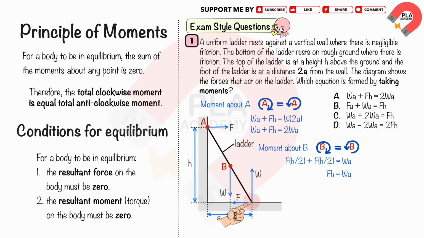The moment about the point C: total clockwise moment equals total anticlockwise moment. The clockwise moment about the point C equals F times H. The anticlockwise moment about the point C equals W times A. So, A is correct.